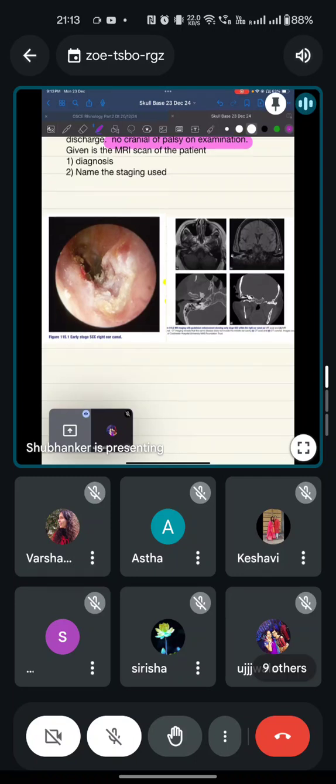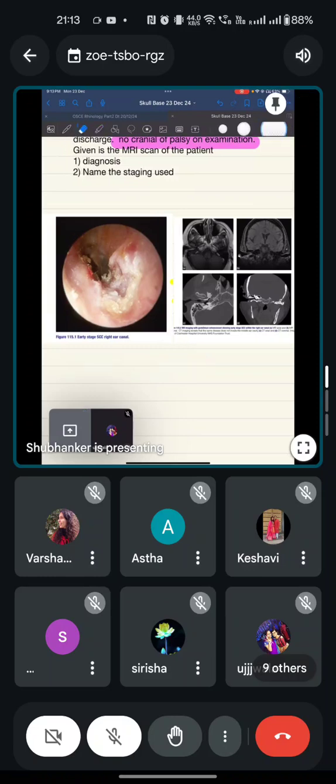See, the differential diagnosis of this question can be both. If you try to answer, your differential can be skull base osteomyelitis, or it can also be squamous cell carcinoma of the temporal bone. But as soon as cranial nerve palsies come in, the chances of skull base osteomyelitis are higher. Since they are mentioning there is no cranial nerve palsy, this goes out. The answer will be squamous cell carcinoma. This language is the same as given in Scott Brown itself, in the chapter on squamous cell carcinoma.